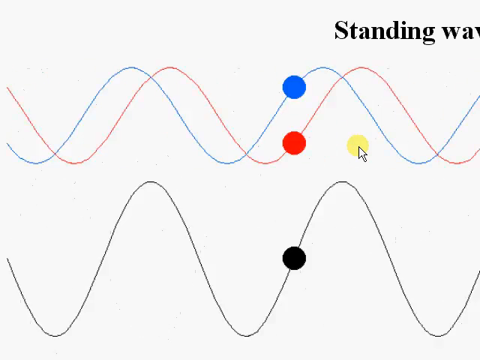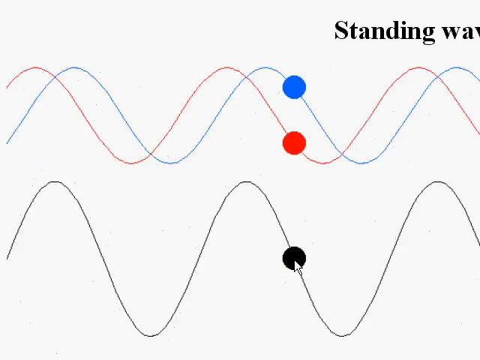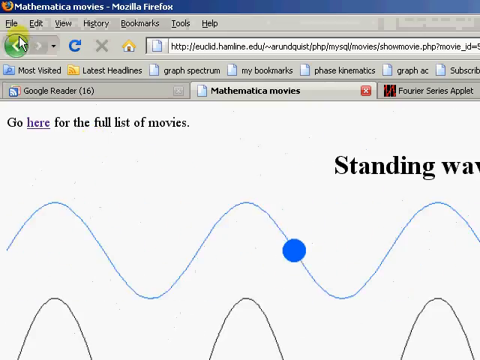It's not moving at all. That's why it's called a standing wave. This black dot is not moving at all. It's a node, and it's because the red wave is saying move up right when the blue wave is saying move down. So it's absolutely canceled.